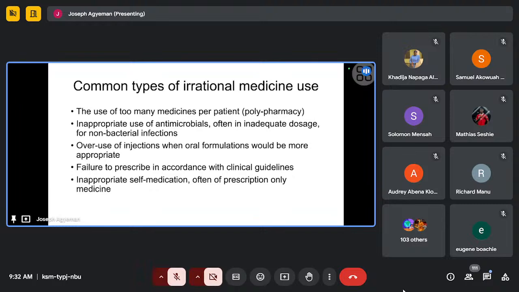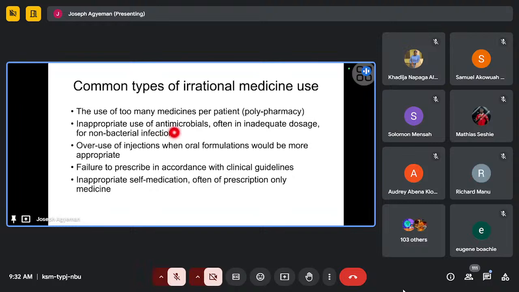Polypharmacy. Remember the 4 cardinal points of rational drug use. The drug should meet the patient's clinical needs. If the person doesn't need a hematinic and you give it, it causes the act of what? Irrational drug use. So polypharmacy, the inappropriate one, will be deemed as irrational drug use.